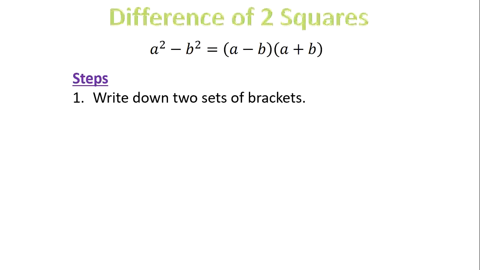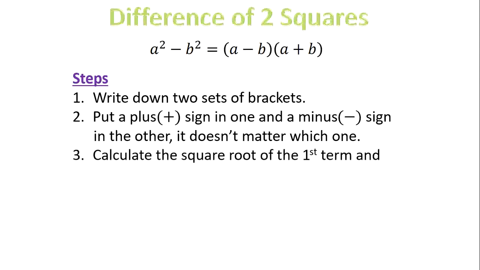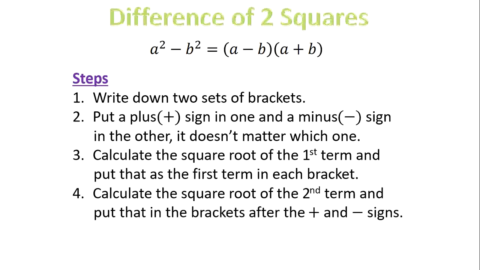Step number one, write down two sets of brackets. Step number two, put a plus sign in one and a minus sign in the other one. It doesn't matter if you have a minus in the first bracket or a plus in the first bracket. Thirdly, calculate the square root of the first term and put it as the first term in each bracket. And fourthly, calculate the square root of the second term and put it in the brackets after the plus and after the minus sign. You'll see how we use these four steps quickly.